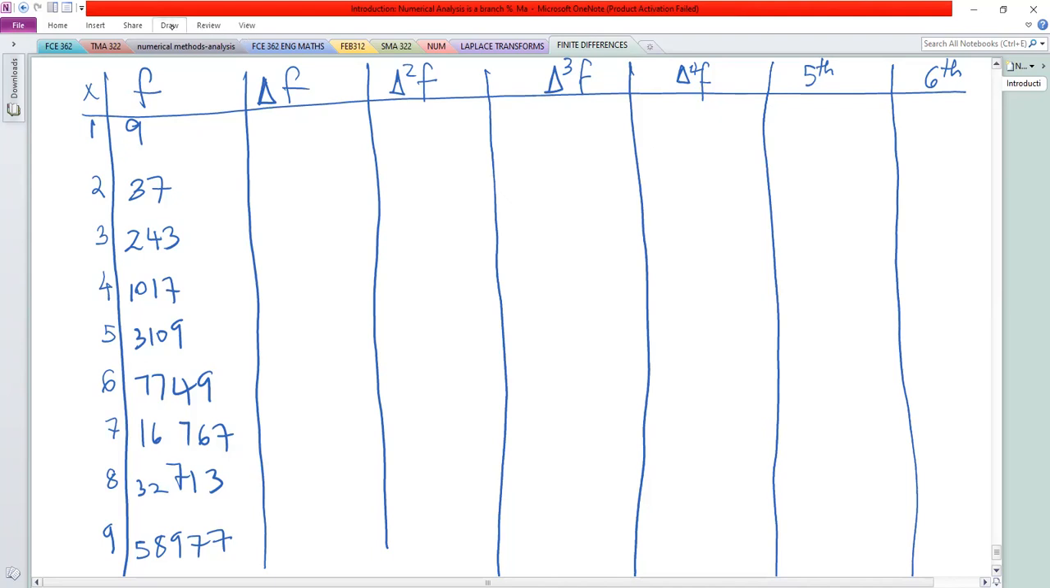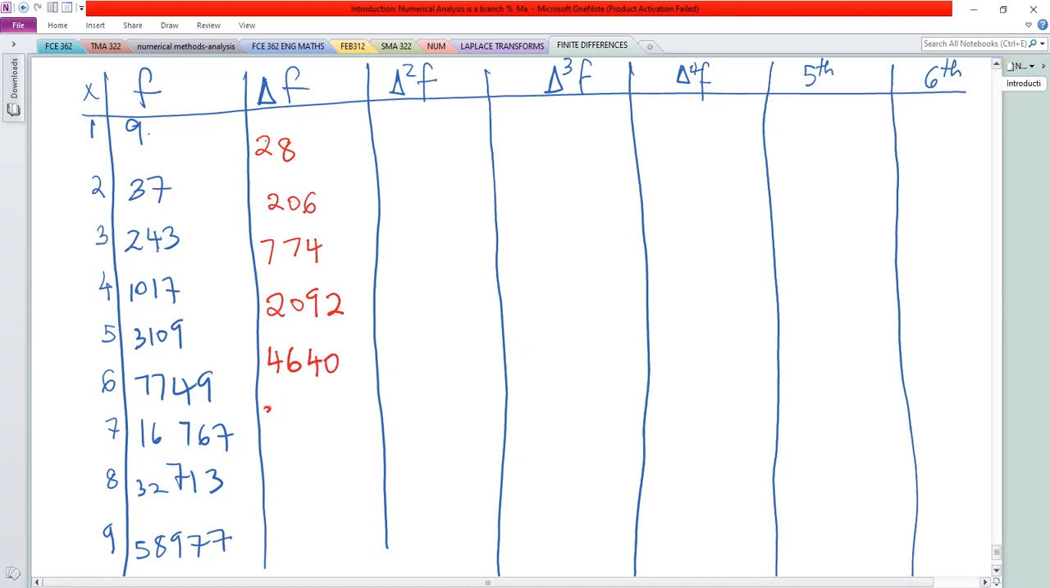So the difference here, to fill here, I'll take that 7 minus 9, which will give me 28. Next one will be 243 minus that 7, I get 206. Next will be 1017 minus 243, and that one will give me 774. Next will be 3109 minus 1017. That will give me 2092. Next value will be 7749 minus 3109. Confirm that the answer should be 4640.